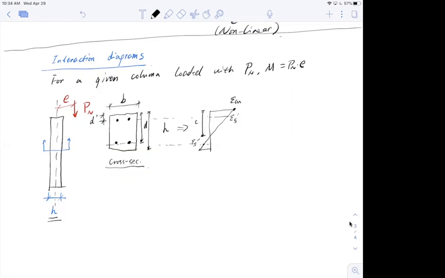Okay. So if this is the strain diagram, we will proceed to draw the stress diagram. So the stress diagram looks like this. This is the compressive zone, but we're going to use the equivalent stress. The actual compressive zone looks like this, and the equivalent compressive zone looks like this. This is a equal to beta 1 c, remember? And this value here is 0.85 f prime c. I also have a compressive stress from the steel, Fs prime, and then tensile stress from the steel, Fs.